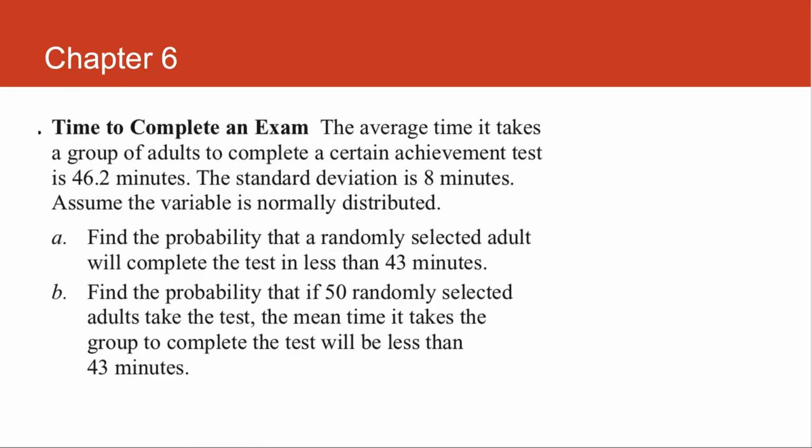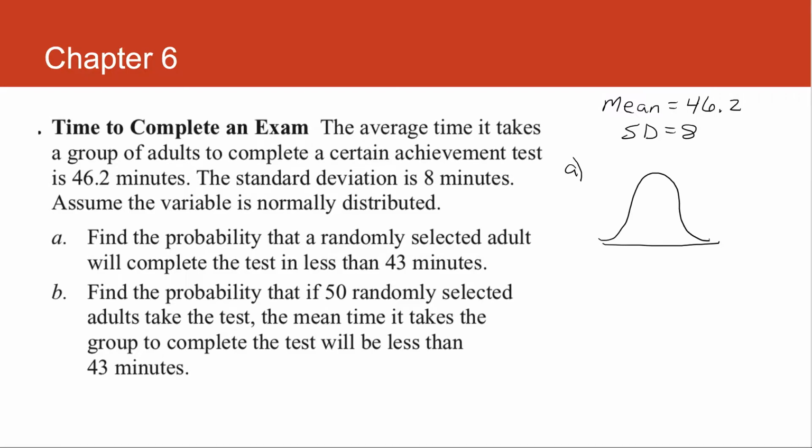It says the average time that it takes a group of adults to complete a certain achievement test is 46.2 minutes. All right, so I'm going to go ahead and just jot down that my mean is 46.2. And then it goes on to say the standard deviation is 8 minutes. And we're going to assume the variable is normally distributed, which again means that we can use the normal distribution curve to work the problem. So we should draw a curve to go with each part of this.